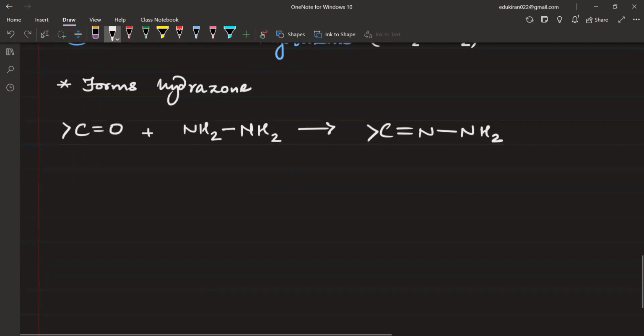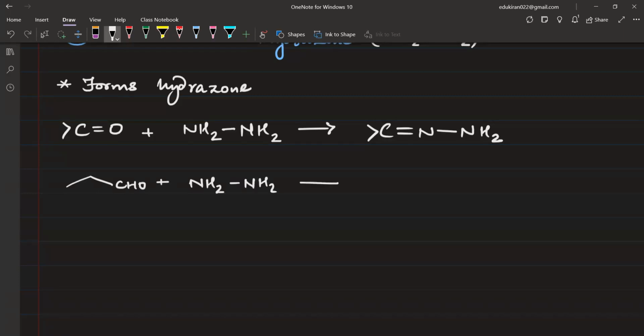Now for hydrazone, please write. If you have something like this, CHO plus NH2, NH2, and if you have something like this, a ketone, double bond O plus NH2, NH2. Again it will be the same: remove the oxygen, then add double bond N, and then see what is there other than H2. Same thing, nothing is different here.